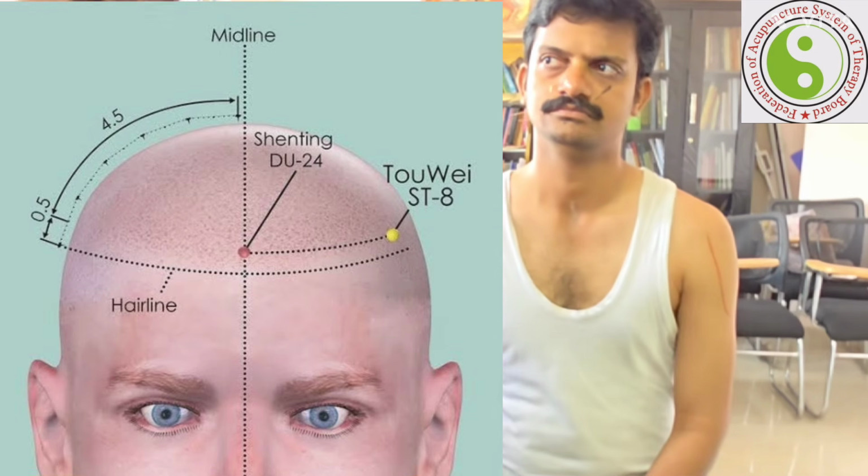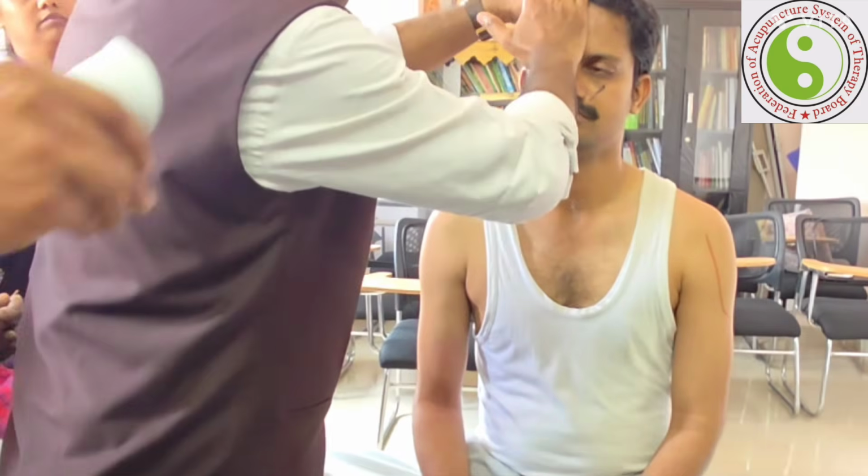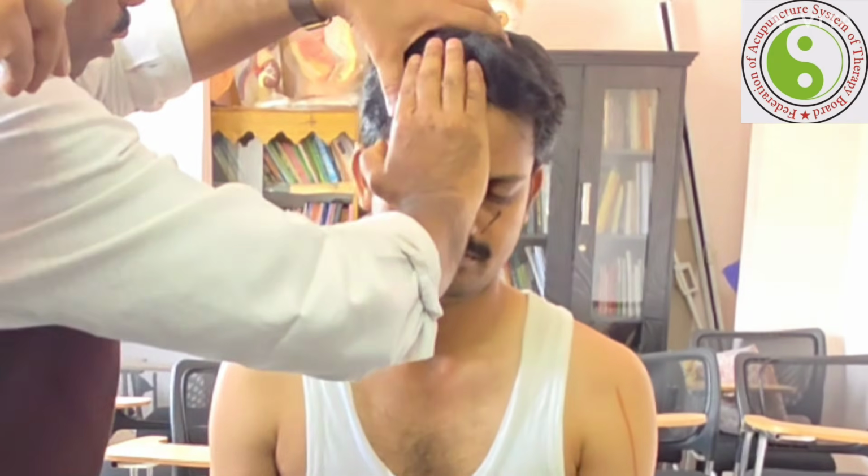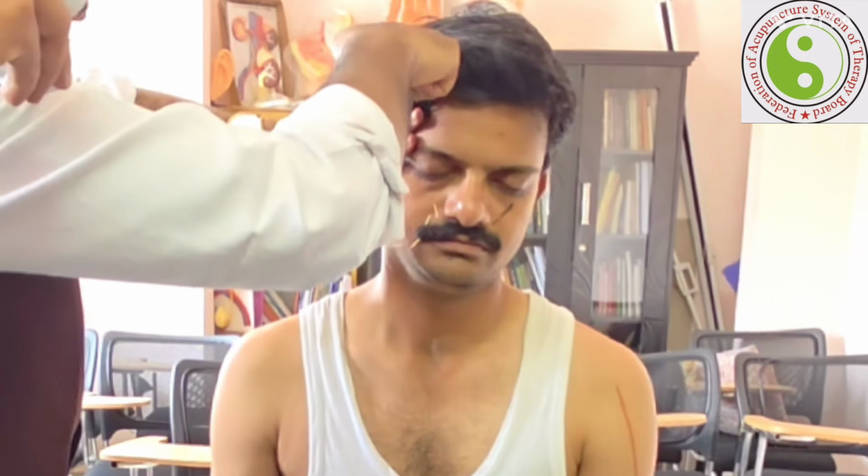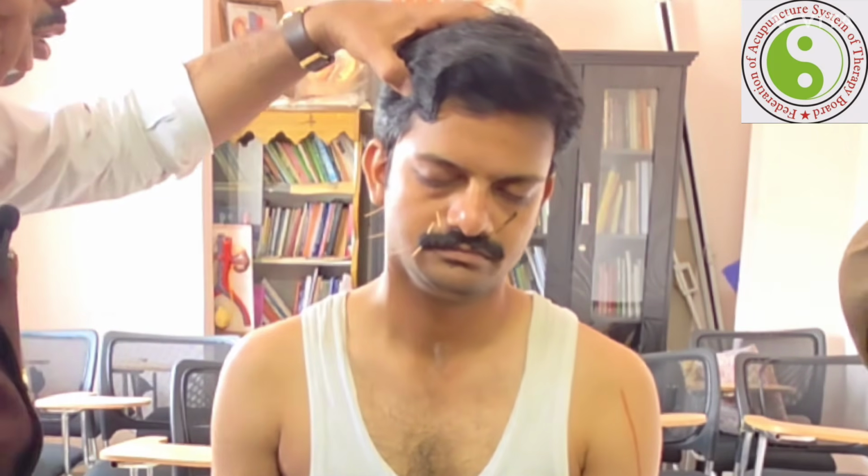Now, let me see stomach 8, Touwei point. Where is this point located? 3 cun, 4 cun, 4.5 cun, some others write 5 cun. Now from here 3 cun below. So this point is known as Touwei.